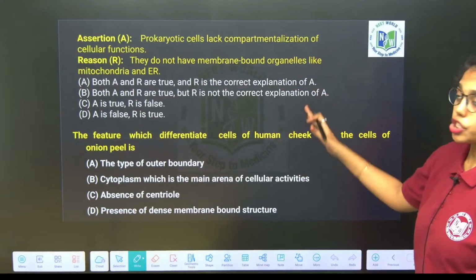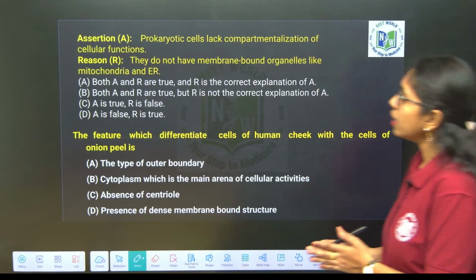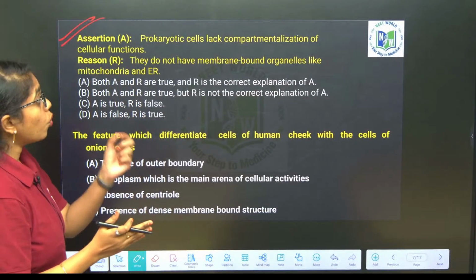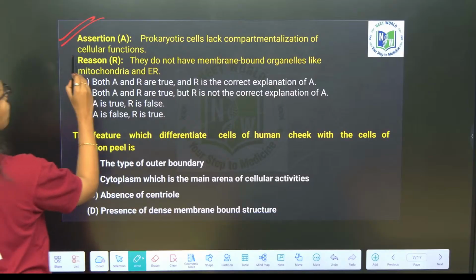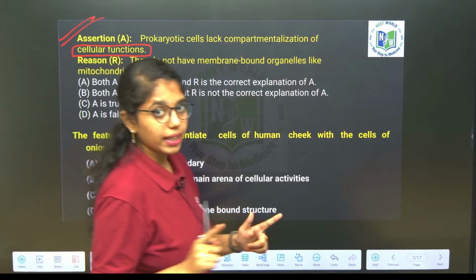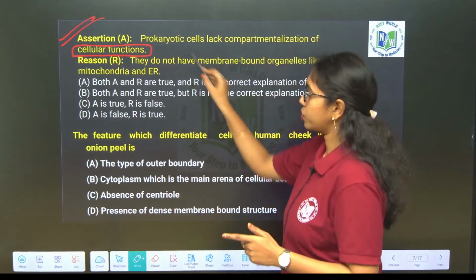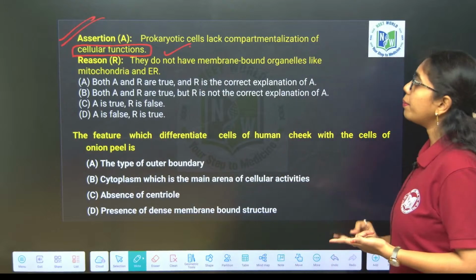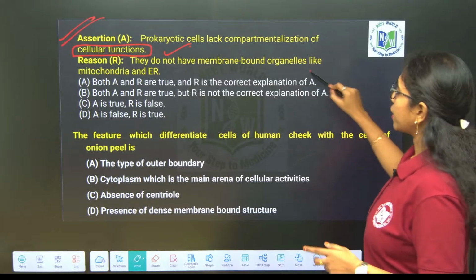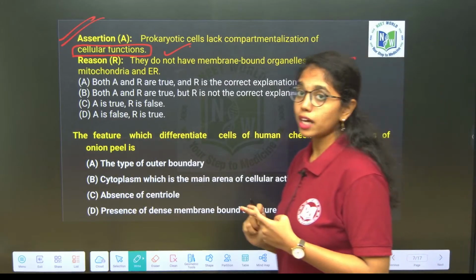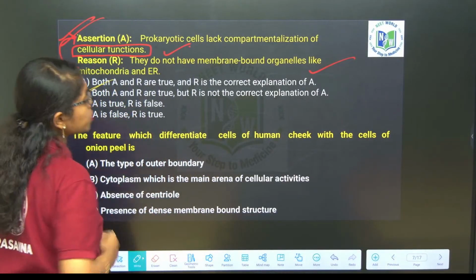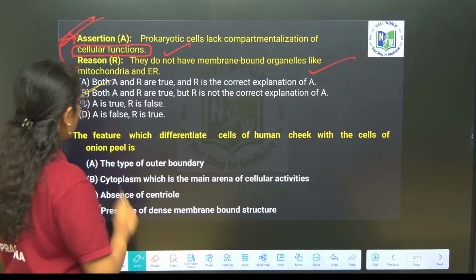This is an assertion reason type of question. Look into it carefully. In the assertion, it is mentioned that prokaryotic cells lack compartmentalization of cellular activities. True, they do not have membrane bound organelles like mitochondria and endoplasmic reticulum. Correct. So both A and R are true, but R is not explaining the assertion. In this case, what option do we go with? Option B. Next question.